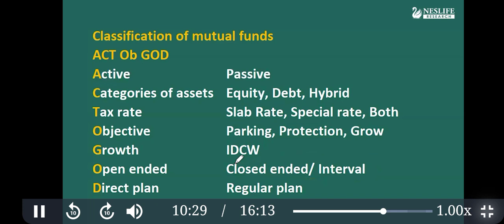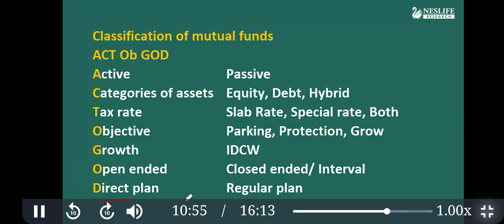Okay, you are not going to invest in those. When I teach, I want to give you practical application rather than theory. I don't want to waste your time on things you won't invest in. Why? These are all useless things, not practical, not necessary. So you will always invest in the growth, open-ended, direct plan.